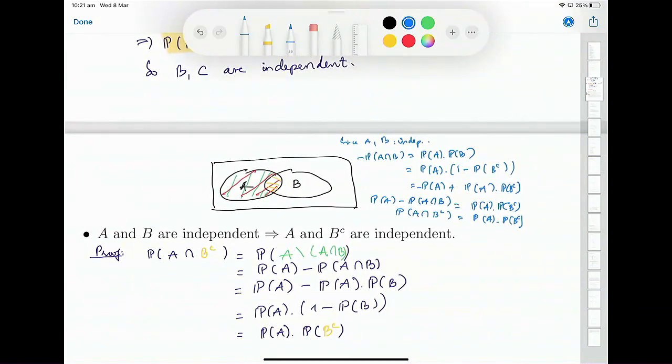I tackle it from the other way, but it's still the same result. Because I want to prove A and B complement are independent, I need to prove probability of A intersect B complement equals probability of A times probability of B complement. This is what I want to prove. So I start from the left-hand side, probability of A intersect B complement, and I want to rearrange this such that at the end I have the right-hand side.